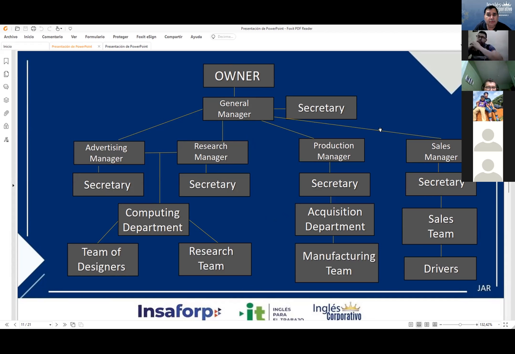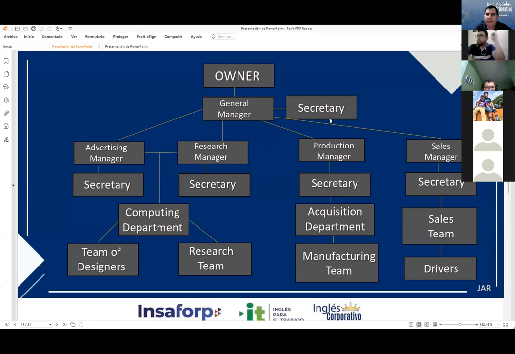El dueño a veces no muestra su rostro en la compañía, no aparece. Pero el general manager sí lo conoce, ¿verdad? A veces todos los managers lo conocen y los demás no. Okay, so this is the structure. An example, y no es perfecto, pero esa es una idea. Eso yo me lo he inventado porque no podemos copiar charts así, pero esa es una idea.